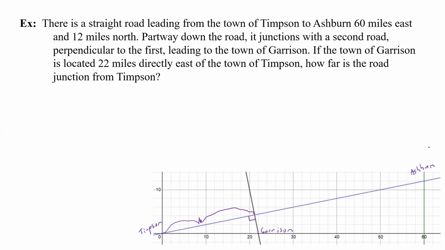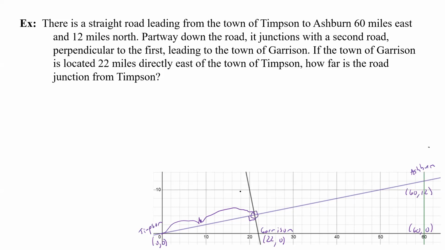So now we have to figure out all kinds of things. Well, what do we know for units? This is 0, 0, and this one is 22, 0. This one, what was that one? That was 60, 12, and this was 60, 0. Okay, and so we know all of those, and what we need to do is find out what that is.